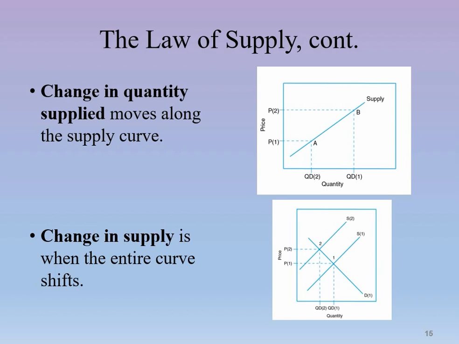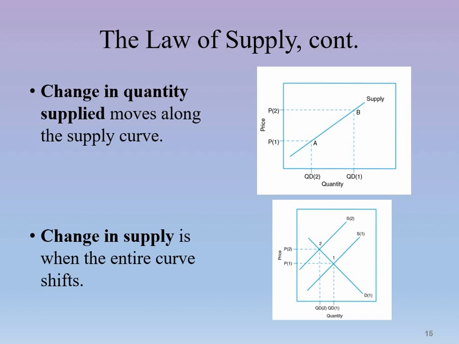The change in the quantity supplied moves along the supply curve. So you go from A to B or B to A. And with the diagram below, you see a change in supply where the entire curve shifts. So you go from 2 to 1.